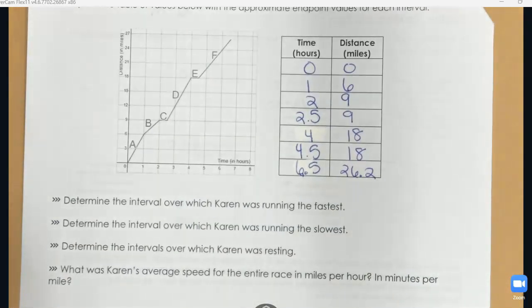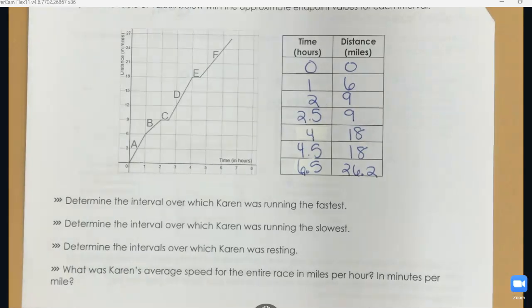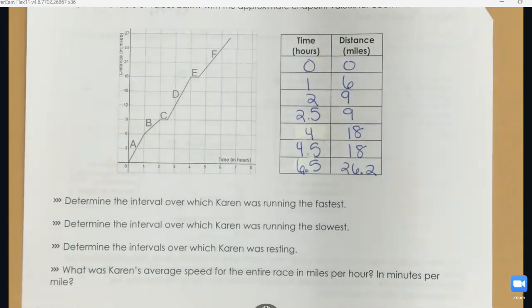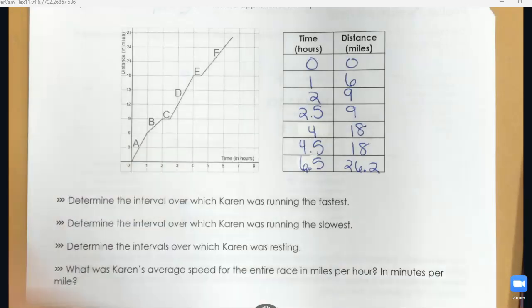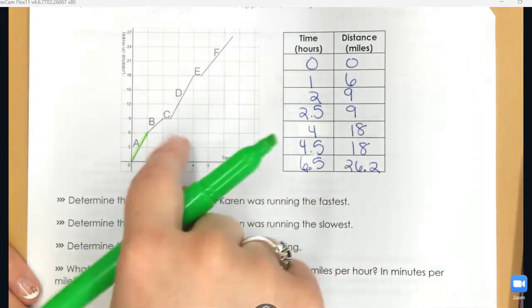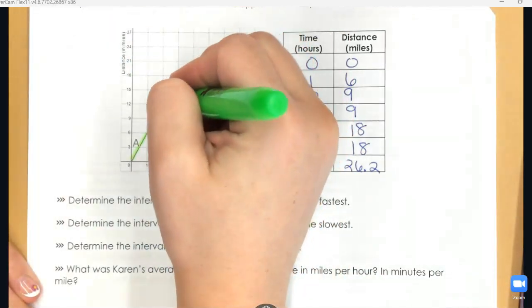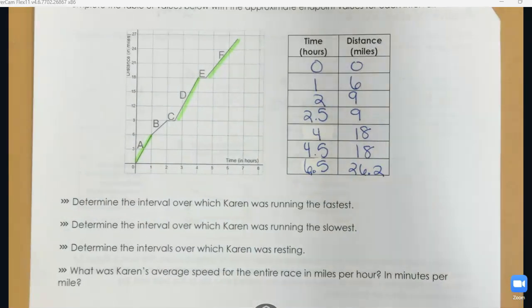So during which interval was she running the fastest? Now, we could do this mathematically, or we could look at our graph to give us an indication of what the actual answer is and use math to verify it. So where she's going to be running the fastest is where my rate of change is the greatest, aka my slope is the steepest. So I can look through here and see, A looks pretty steep, steeper than B for sure. D is also pretty steep, and so is F. So let's look at the slopes at those 3 intervals and see which one is the greatest.